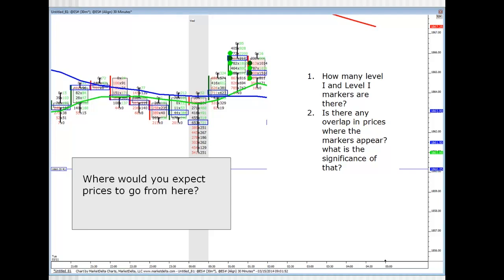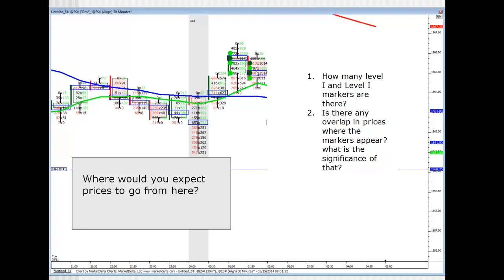How many level 1, level 2 markers are there? Well, it should be an easy answer. There are 5 level 1, and we have 3 level 2s. Is there any overlap in prices where the markers appear? What is the significance of that? Yes, we do see some overlap in this period. Certainly at this price level, there are two different level markers. There's a level 1 and a level 2 here, and again we see overlap here.